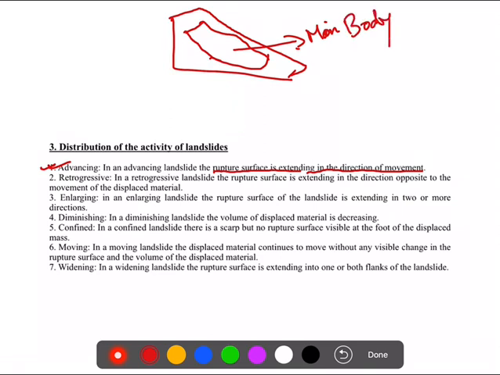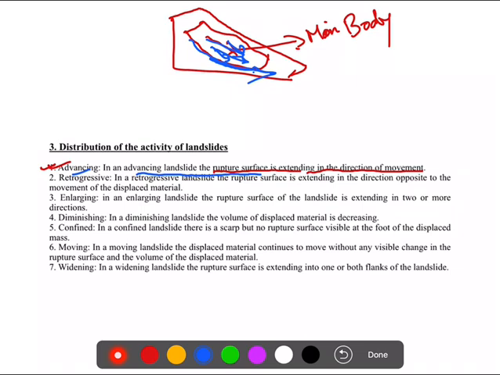Okay, so the landslide is extending in the movement. This soil mass is flowing this way. So what's an advancing landslide? In an advancing landslide, the rupture surface, okay, this is the rupture surface, will be extending in the direction of movement. The soil mass is moving this side, so the rupture surface will also extend this side. That is what an advancing landslide is.